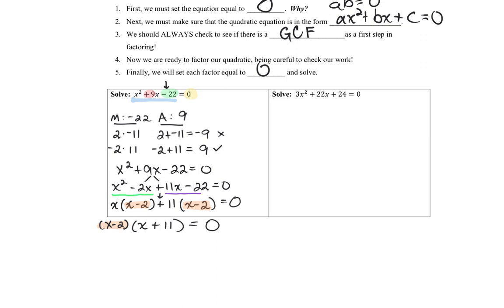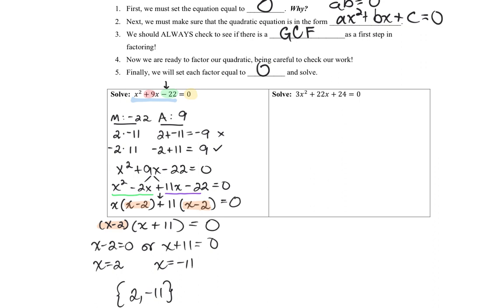And so we can see now that we have it factored, right? And we can always double check our work as well. So FOIL, x squared plus 11x minus 2x is 9x minus 22, right? So now I know that either x minus 2 equals 0 or x plus 11 equals 0. Add 2, x equals 2, subtract 11, x equals negative 11. So my solution set, 2 and negative 11.